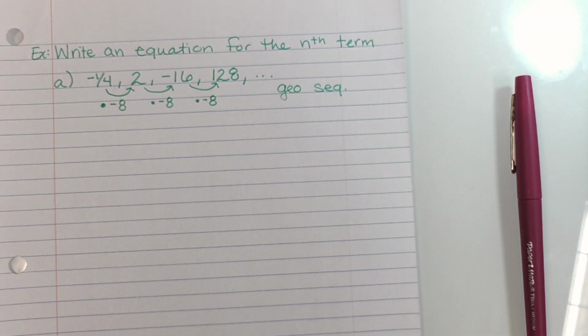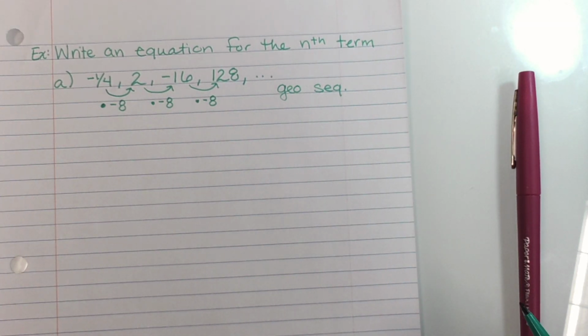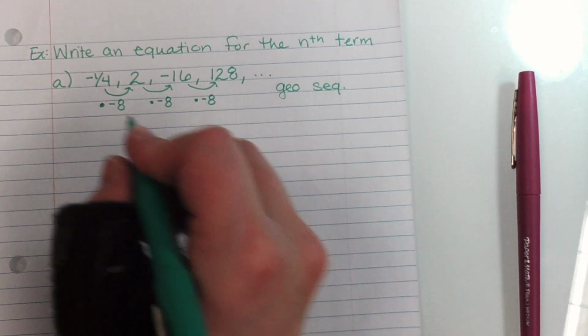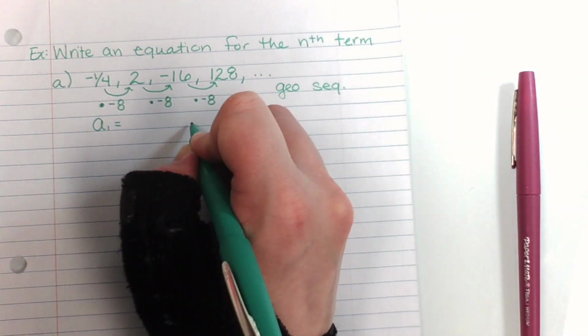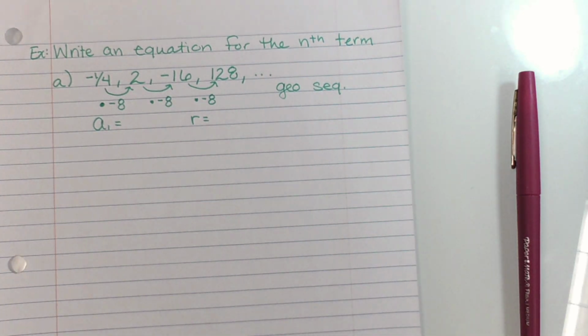Writing an equation for the nth term, I don't need a sub n. I don't need n, those stay variables. I need a sub 1, and I need r for geometrics. Brooke, what is a sub 1? Good.